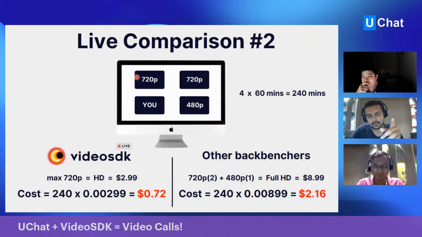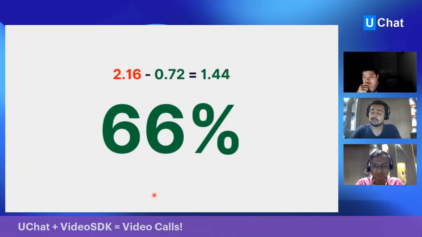Because I'm watching two participants in 720p, 720p is the maximum resolution here. So I will be charged at the rate of $2.99 per 1000 minutes. Here we are definitely 66% cost effective.